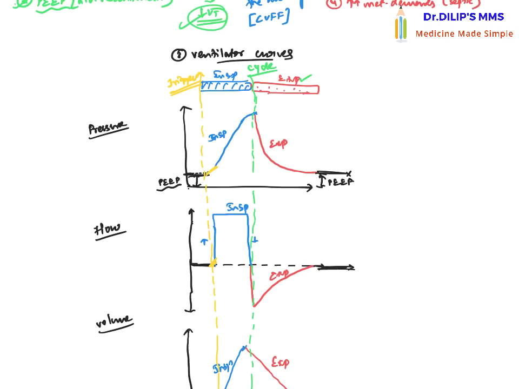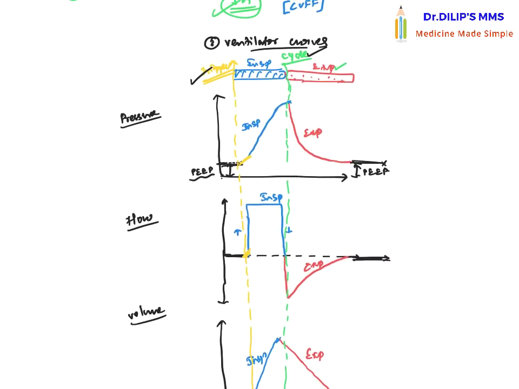So there are two basic things you have to know about the ventilator. The first one is the trigger, and the second one is the cycle. The trigger is the one which triggers the inspiration to happen, and the cycle is the one which stops the inspiration and starts the expiration. So I think you get it.